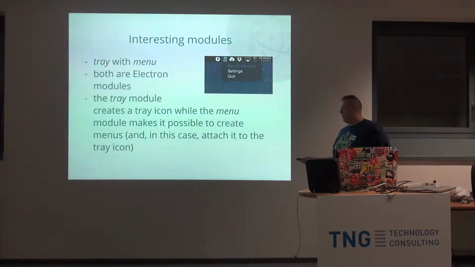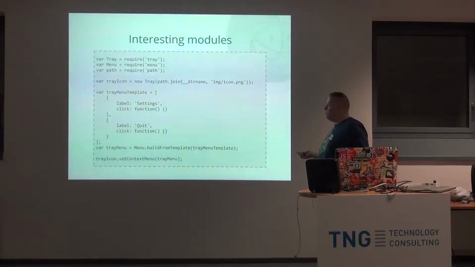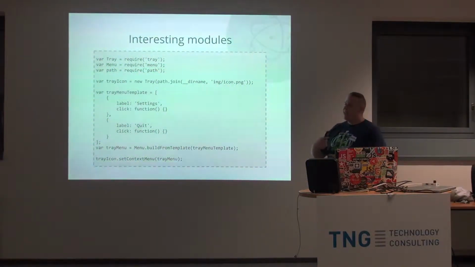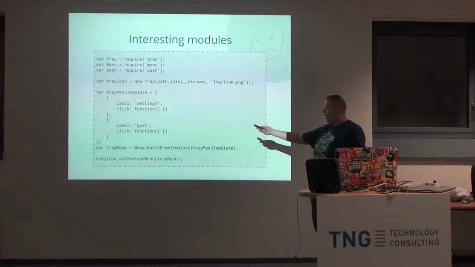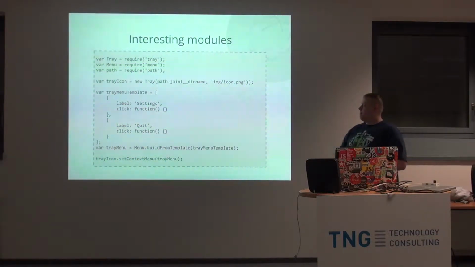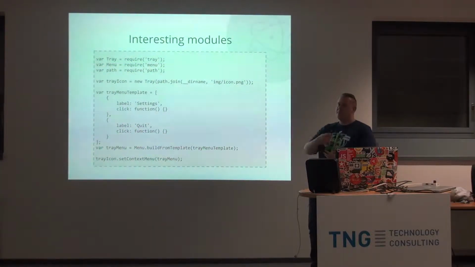In practice, it's even easier. Tray require menu, do a tray icon, and you can also give the icon right there. Make a menu and set it as a context menu. Now, here this menu module is also pretty interesting because there are several ways you can make menus.